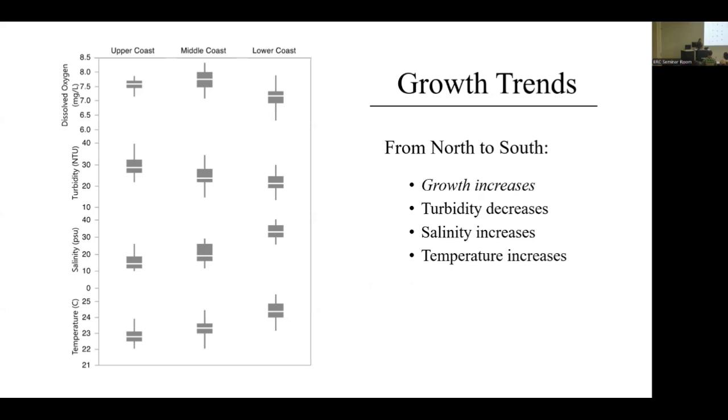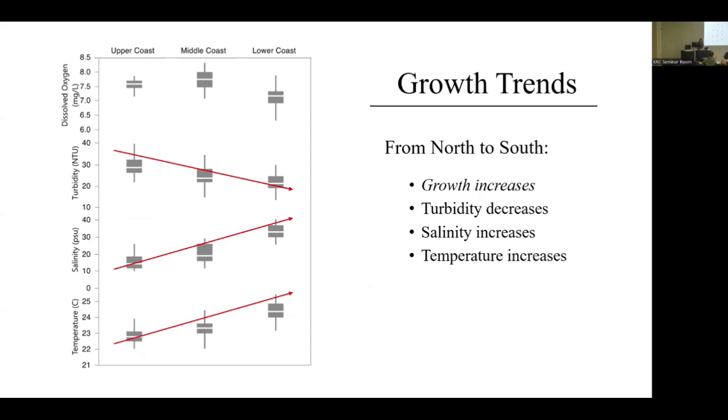So I'm sure most of you are familiar with the water quality compositions of our bays, but just to touch on some things that are pretty commonly noted about the water quality, I wanted to put up this graph that is showing mean annual dissolved oxygen, turbidity, salinity, and temperature for our upper coast over here, middle coast, and then lower coast all the way on y'all's right. So moving from north to south, our Atlantic croaker growth rate increases, our turbidity decreases, our salinity increases, and our temperature increases as well.